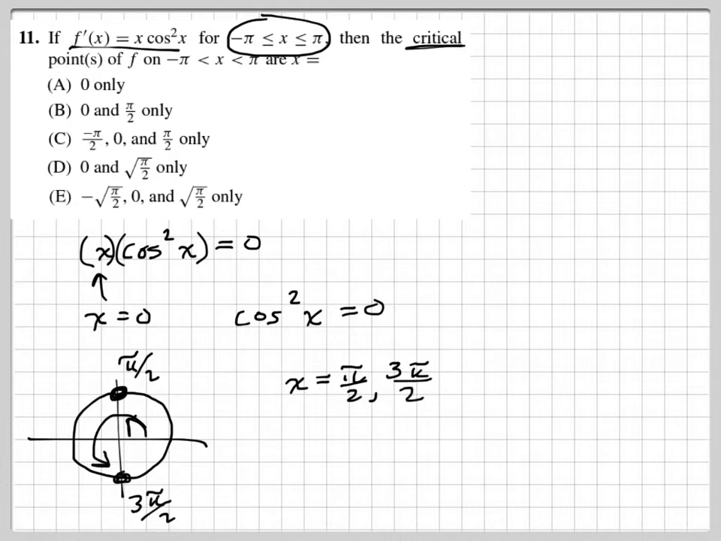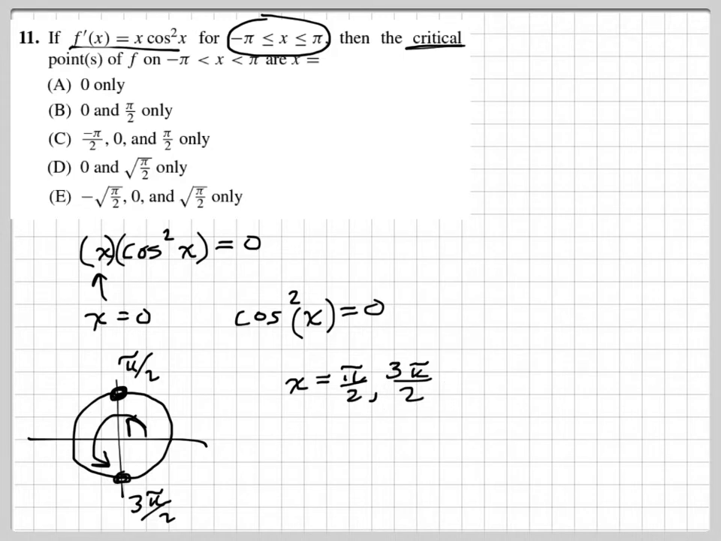But there's a problem. Well, first let me confirm this with you. If we plug pi over 2 into this, cosine of pi over 2 would be 0, and then when we square it, we still get 0. So the square doesn't really matter right there. It's just kind of a distraction. And the same is true for 3 pi over 2.